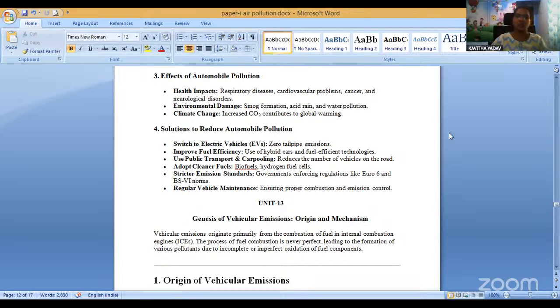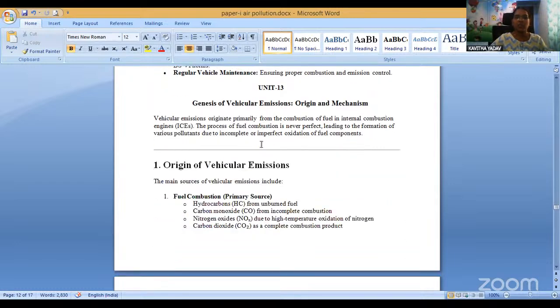Then coming to Unit 13, genesis of vehicular emissions, the origin and mechanism. What is the origin and what are the mechanisms included in the genesis of vehicular emissions? The vehicular emissions originate primarily from the combustion of fuel in internal combustion engines. The process of fuel combustion is never perfect, leading to the formation of various pollutants due to incomplete or imperfect oxidation of fuel components.